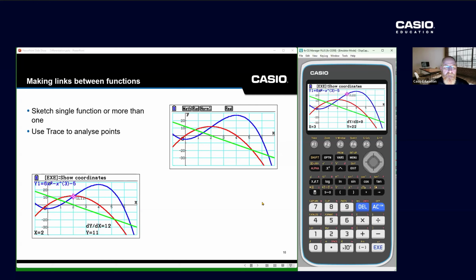Okay. I could also enter a value of 2 on my position function, and that tells me that y equals 11. So that is its position, but my dy dx is 12. So again, sorry, I can scroll up to my velocity function, and this time it tells me that the gradient of my velocity function is 0.